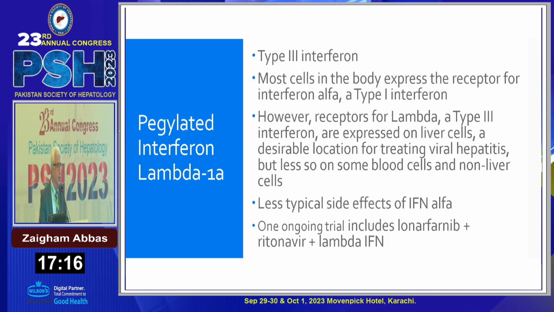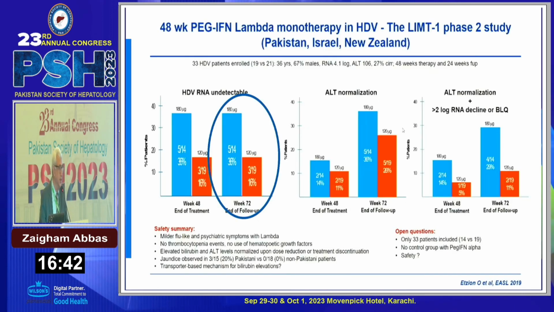So, going to the newer agents, there is one agent which is pegylated interferon lambda, and this is a type 3 interferon. It has better value as far as adverse events are concerned, because type 3 interferon receptors are expressed on the liver cells, and this is a location where the treatment is desirable. So the side effects are less, and there are ongoing studies with lambda interferon. This is one of the studies that were done, a multi-center trial.